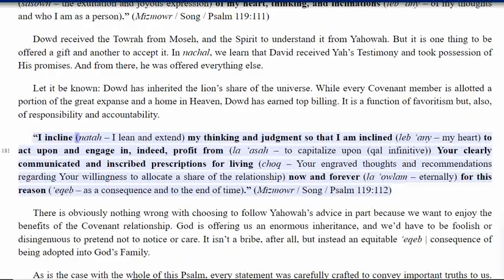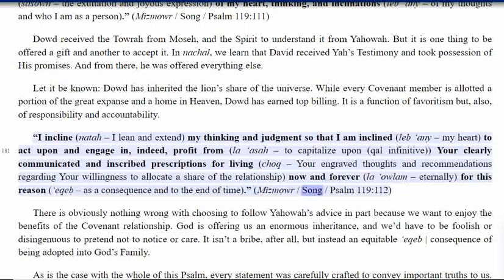I incline, Nata, I lean and extend my thinking and judgment so that I am inclined, Lab Eni, my heart, to act upon and engage in, indeed, profit from, La Asar, to capitalize upon, Cal infinitive, your clearly communicated and inscribed prescriptions for living, Cook, your engraved thoughts and recommendations regarding your willingness to allocate a share of the relationship, now and forever, La Olam, eternally, for this reason, Ekeb, as a consequence, and to the end of time.